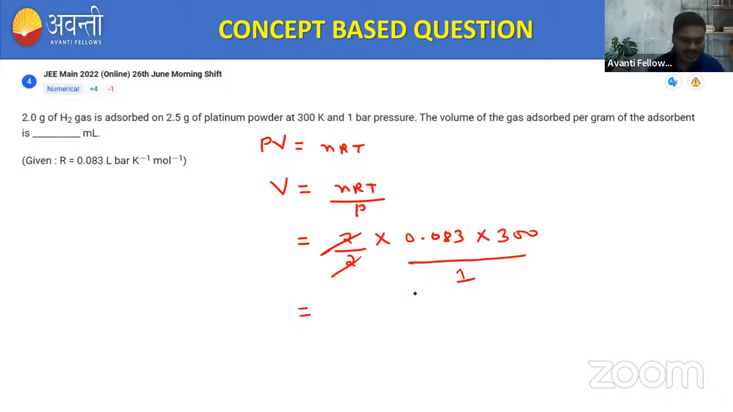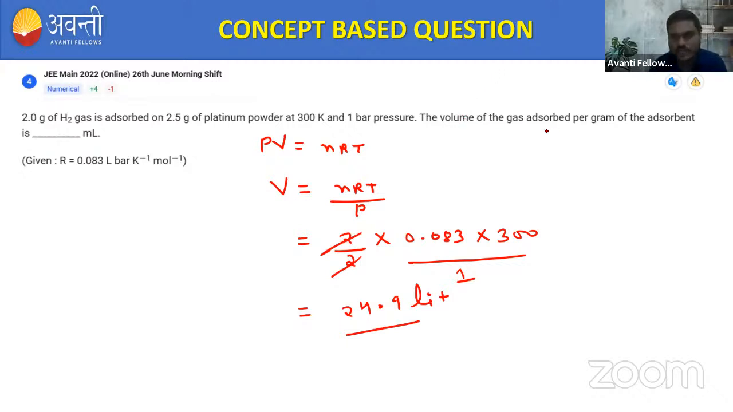So when you multiply this with 0.083, then you can actually calculate the value. So we know the value of 2, and the 2 gets cancelled. So this comes out to be around 24.9 liter. Okay. So this comes out to be 24.9 liter.